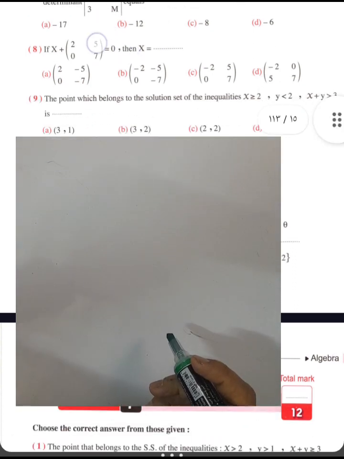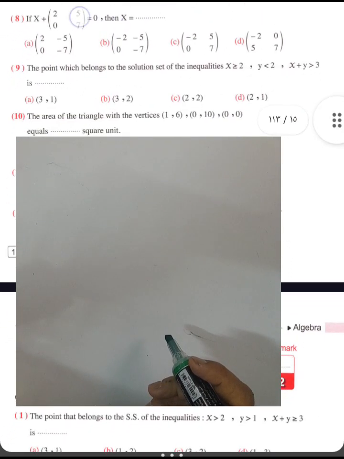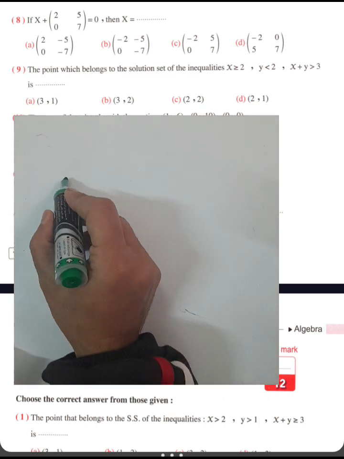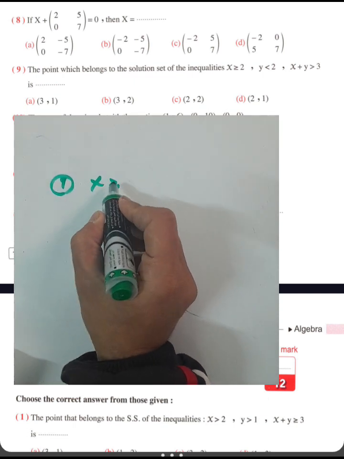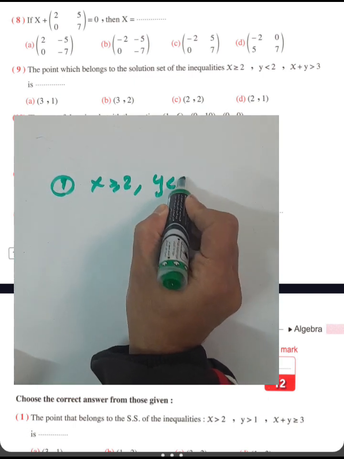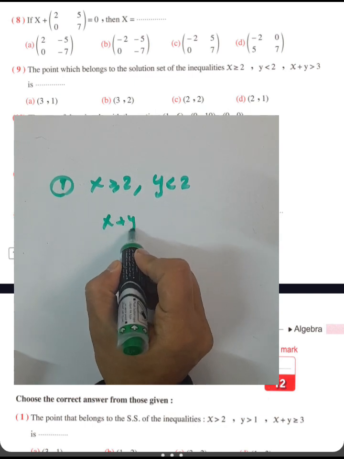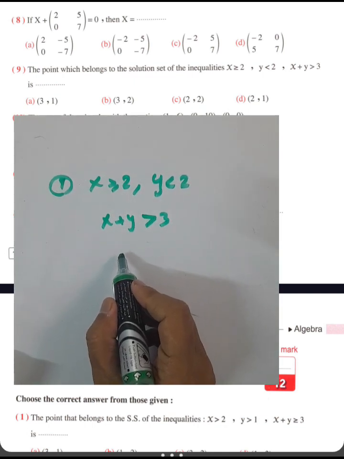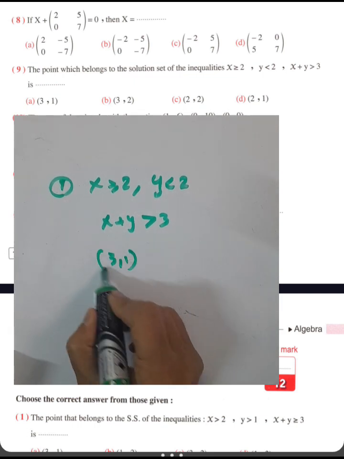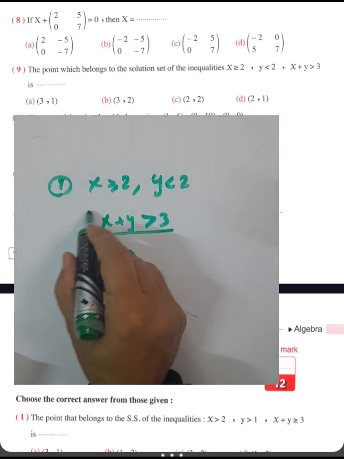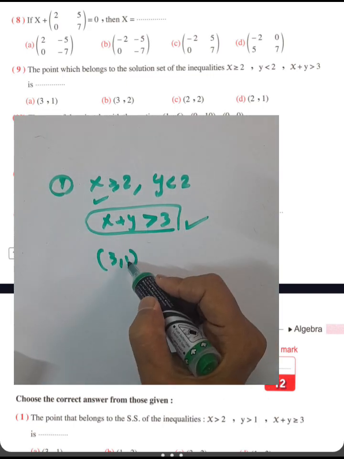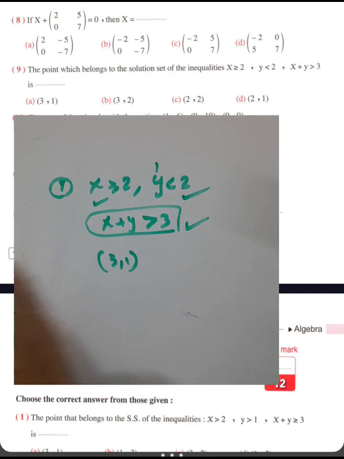Question number 9. The point which belongs to the solution set of the inequality x greater than or equal to 2 and y less than 2 and x plus y greater than 3. We have 3 and 1. 3 plus 1 equal 4 greater than 3. 3 here greater than 1. 1 less than 2. Okay, it's exact result.